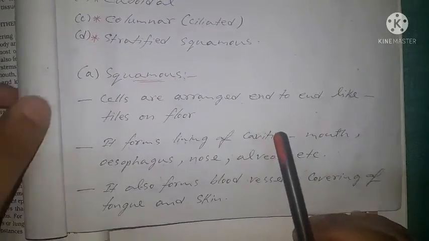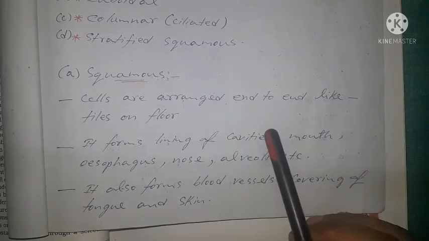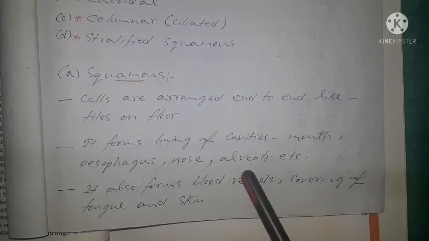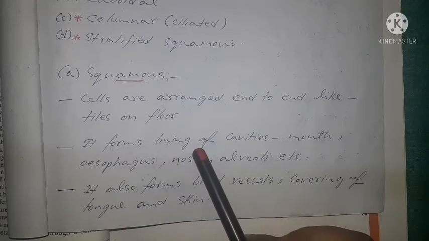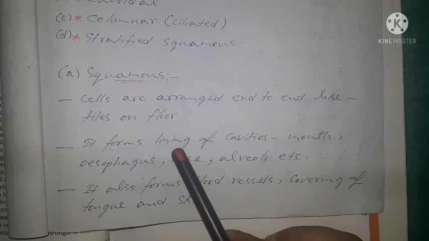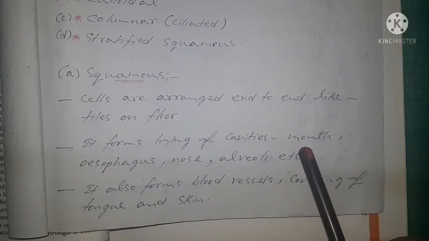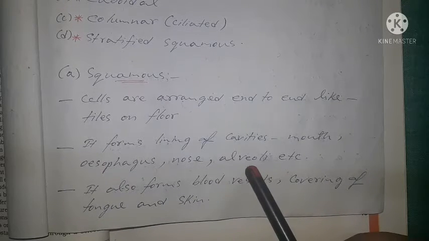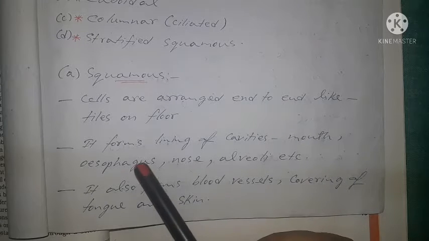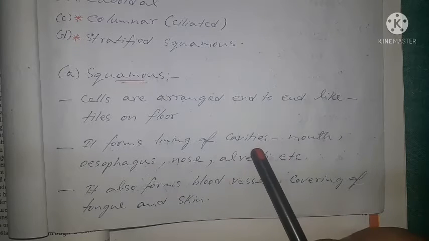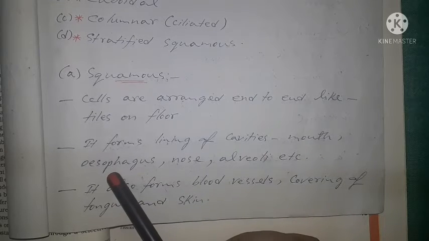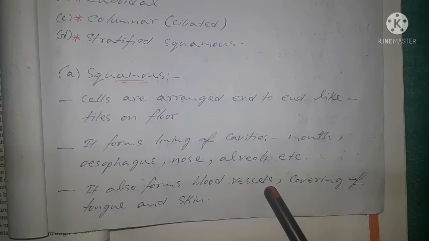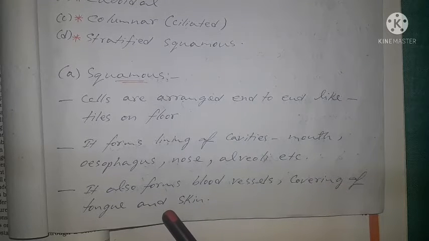In squamous, cells are arranged end to end like the tiles on a floor. It forms the lining of the cavities. It is found in the lining of cavities like the mouth, esophagus, nose, alveoli, etc. It also forms blood vessels and the covering of the tongue and skin.